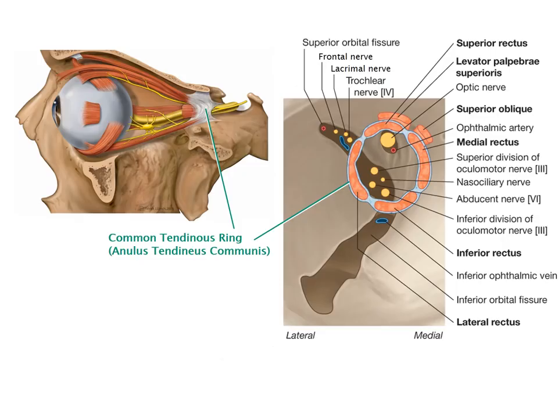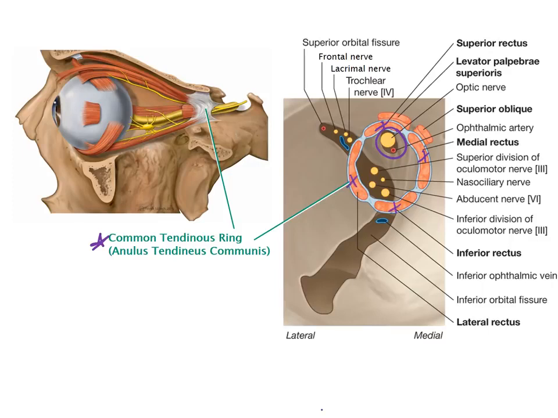At the back of the orbit, there is a common tendinous ring, which is positioned just anterior to both the optic canal and a portion of the superior orbital fissure. This fibrous ring is the common point of attachment for the four rectus muscles of the eye. The four rectus muscles of the eye include the superior rectus, medial rectus, inferior rectus, and lateral rectus muscle.